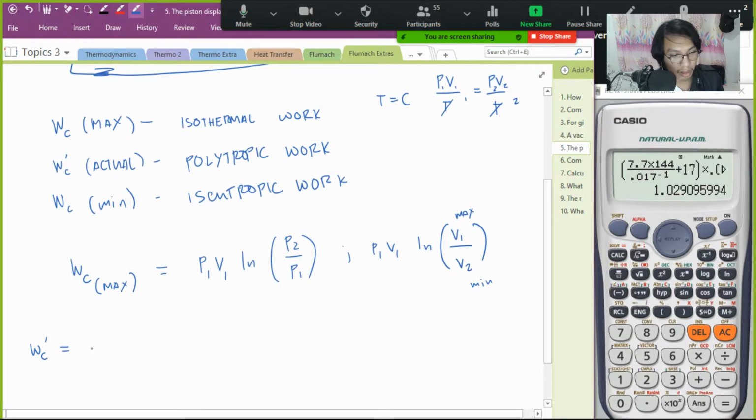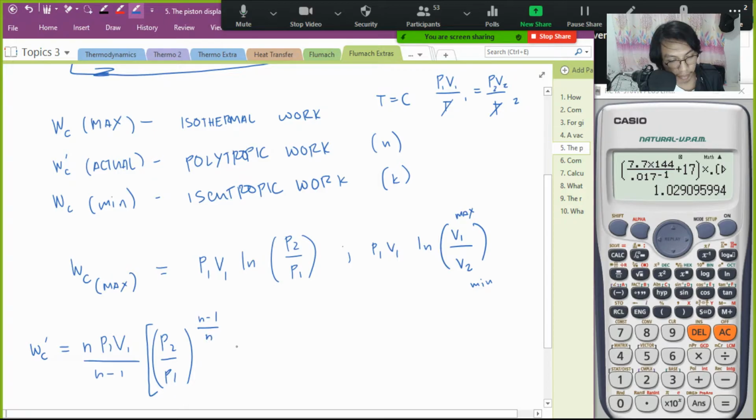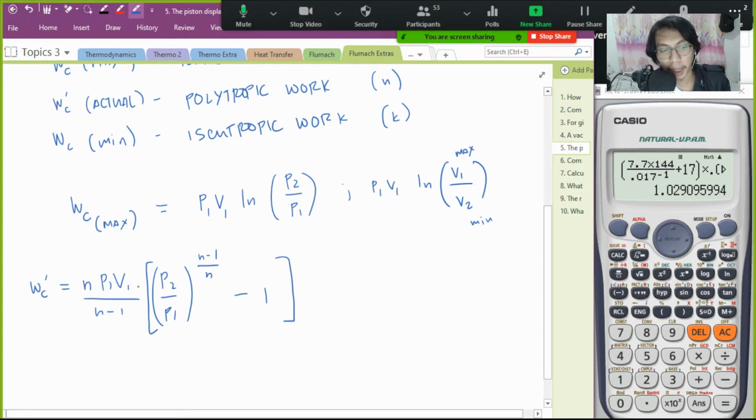For the polytropic, syempre, ito, papalitan mo lang ng, this is K. Okay? This is N. Nung substance. Okay. Pinag-usapan natin is polytropic: N, P1, V1, over N minus 1, multiplied to P2 over P1, raised to N minus 1 over N, minus 1. Pwede na yan.